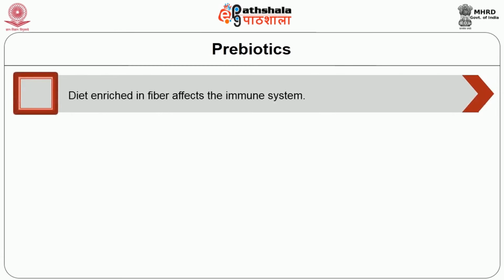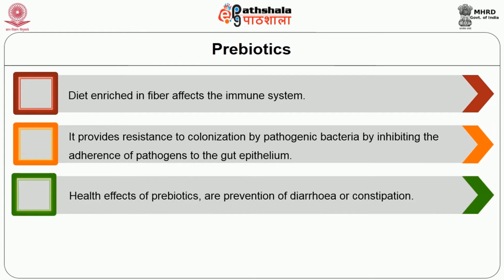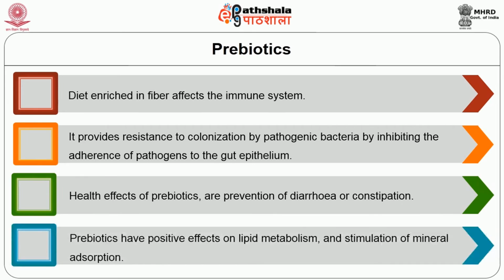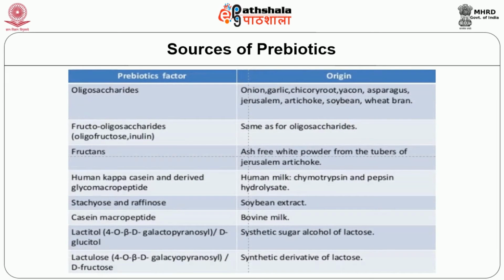Diet enriched in fiber affects the immune system. It provides resistance to colonization by pathogenic bacteria by inhibiting the adherence of pathogens to the gut epithelium. Health effects of prebiotics are prevention of diarrhea or constipation. Prebiotics have positive effects on lipid metabolism and stimulation of mineral absorption. Here again you will see the sources of prebiotics.